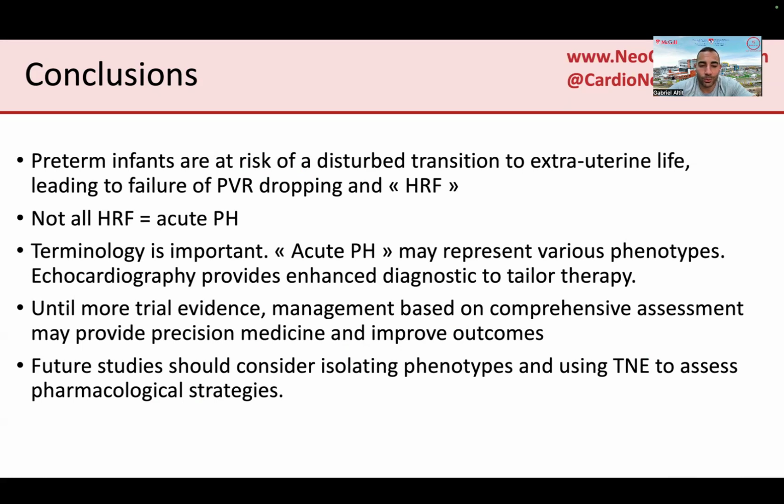I do think that a lot of future studies are needed so that we can isolate these phenotypes and use potentially targeted neonatal echo to assess some of the pharmacological strategies.